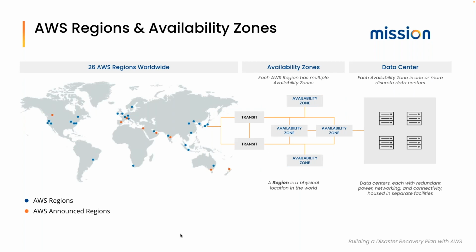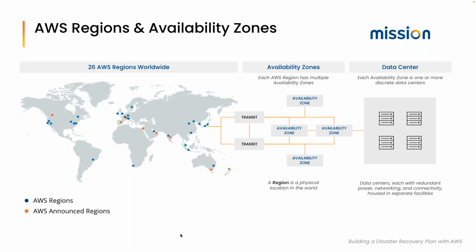All right, before we dive deeper into various DR strategies, I want to take a minute just to walk through AWS's global infrastructure. These are the AWS regions and availability zone, or AZ, concepts. AWS has 26 regions located all over the world, and we're planning on launching many more. We just opened another AWS region in Japan earlier this year, and within each region are multiple availability zones.